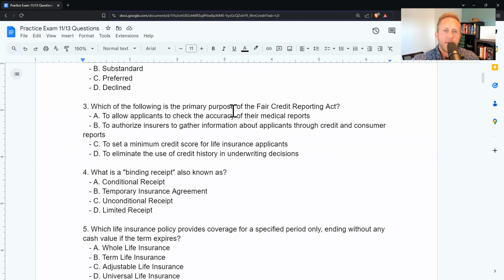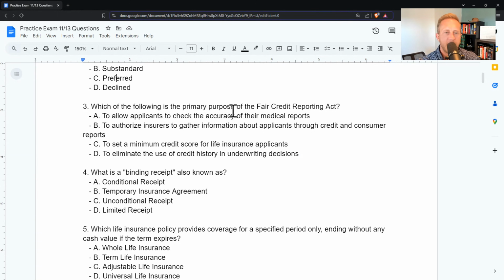Next, which of the following is the primary purpose of the Fair Credit Reporting Act? A, to allow applicants to check the accuracy of their medical reports. B, to authorize insurers to gather information about applicants through credit and consumer reports. C, to set a minimum credit score for life insurance applicants. Or D, to eliminate the use of credit history in underwriting decisions.